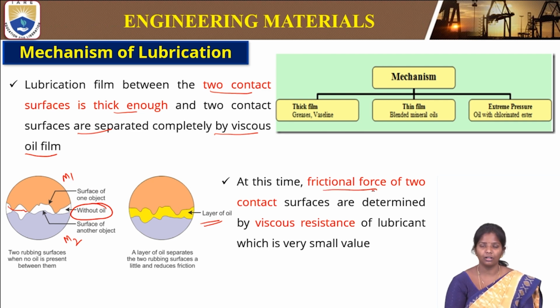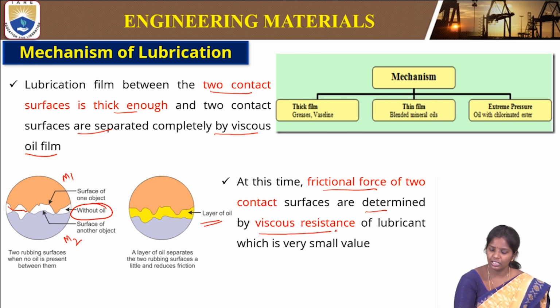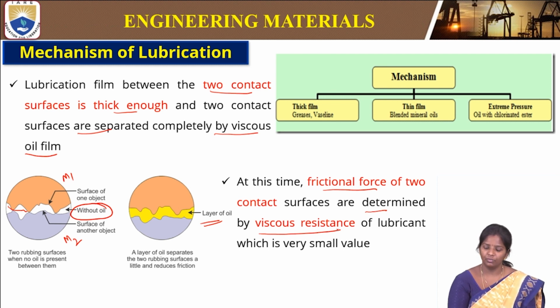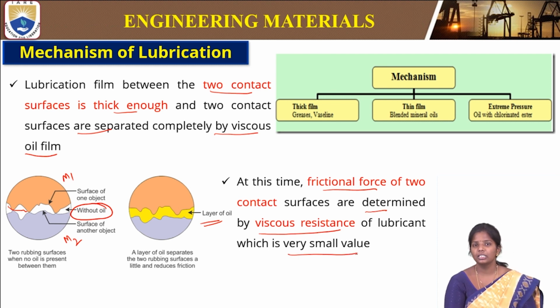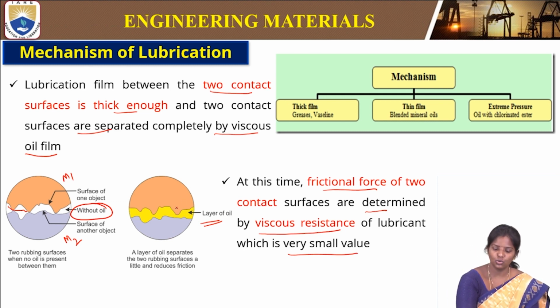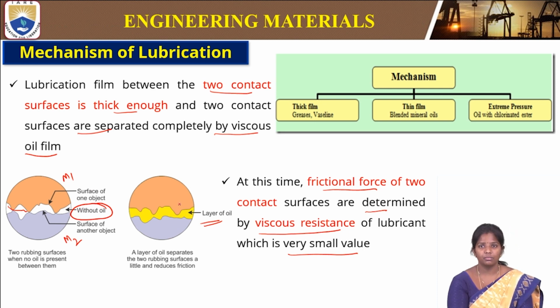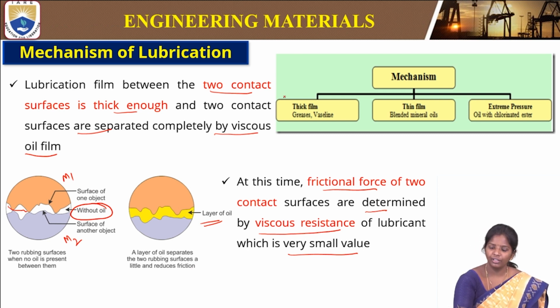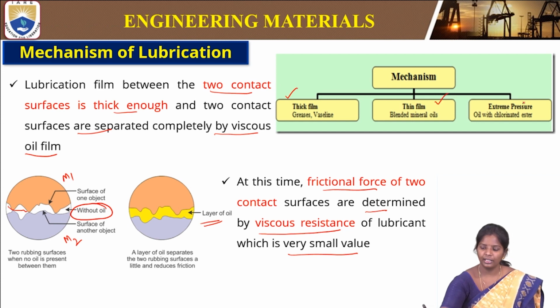So at this time, the frictional force of two metal contacts is determined by the viscous resistance of the lubricant, which should be very small. It means that the frictional force present between these two metal surfaces is determined by its viscosity. The oil viscosity plays an important role here, wherein the coefficient of friction depends on it. So depending on that, there are different types of mechanisms that take place. That is thick film, thin film, and extreme pressure.